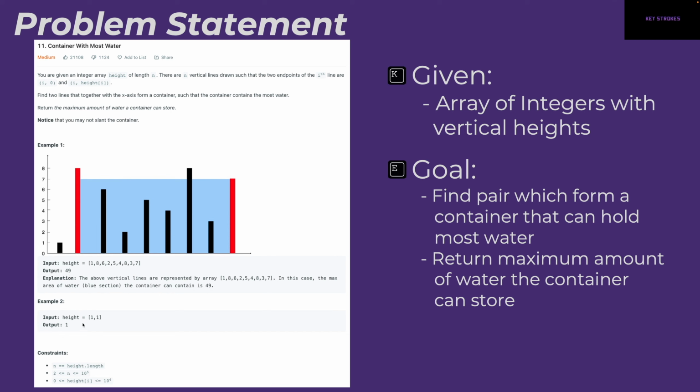Here's another example. There are only two values here, 1 and 1, and because we need a pair, this is the only solution. And in this case, the maximum water this container can hold is 1. And we can determine how much water the container can hold by multiplying the distance between the two pairs and the minimum of the two heights of our pair. Otherwise, the water will start to spill from the shorter side.